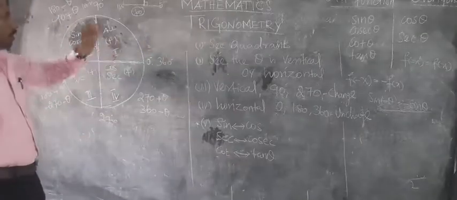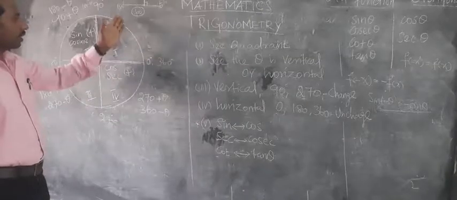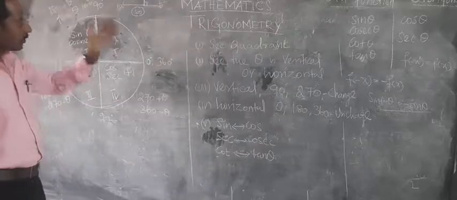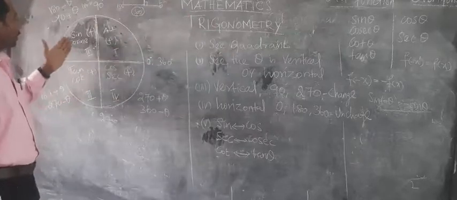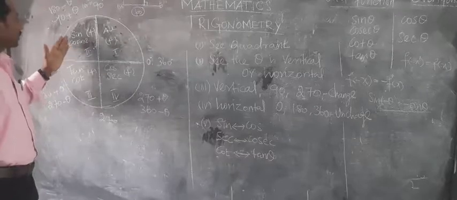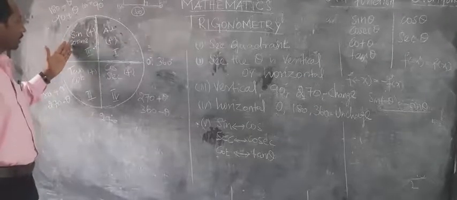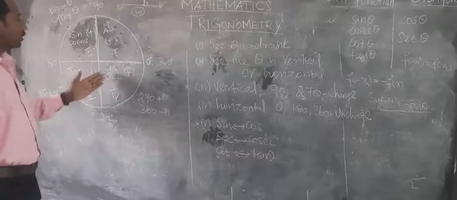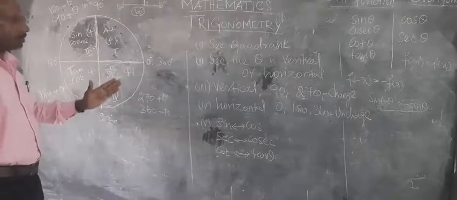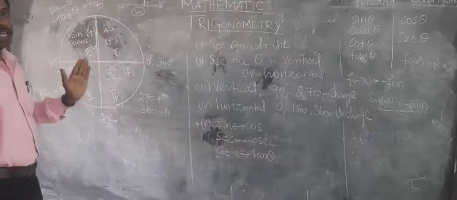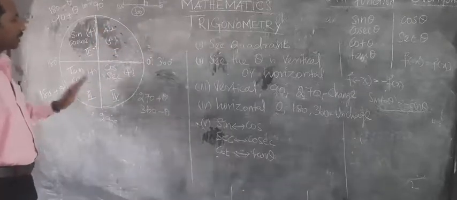So first quadrant, if you use all 6 trigonometry ratios, you can get the positive value. Second quadrant, sine and cosecant only positive. Third quadrant, tan and cot only positive. Fourth quadrant, cos and secant only positive. The other trigonometry ratios will come negative. This is the main concept.